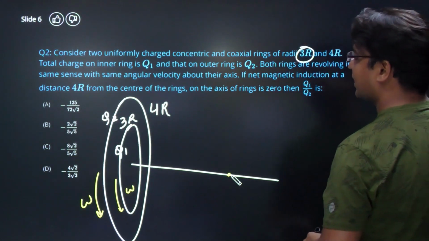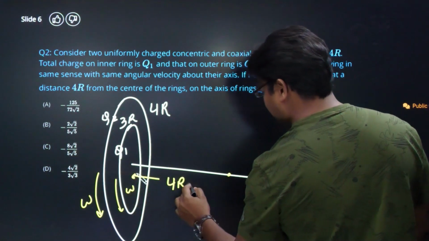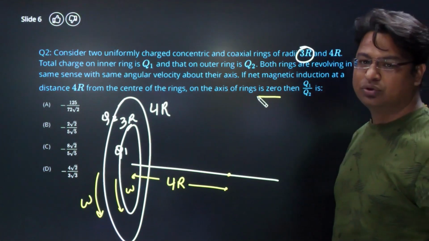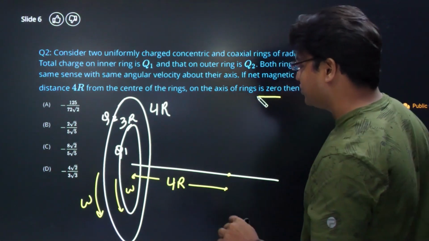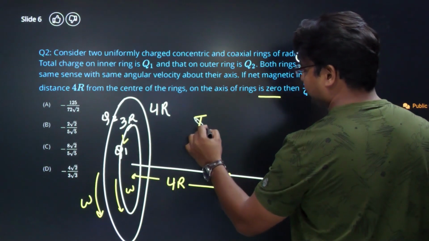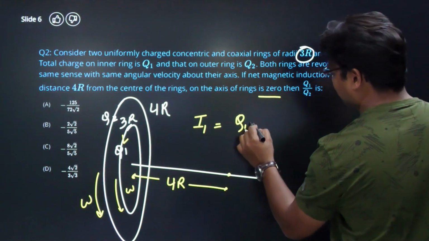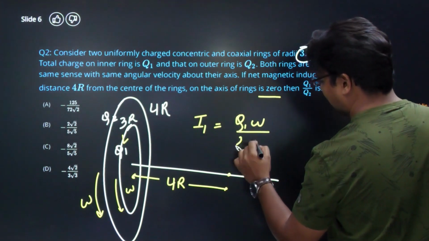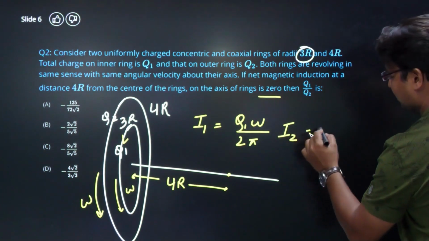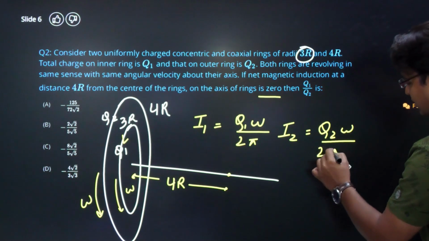The question says that at a distance 4r from the center, the net magnetic field is 0. Then what is the ratio of q1 to q2? Let's try to attempt this question. The key idea here is that this rotating ring will produce a current which is given by I1 = q1 into omega by 2 pi. Similarly I2, the current in the second loop, will be given by q2 into omega upon 2 pi. So these are the currents.